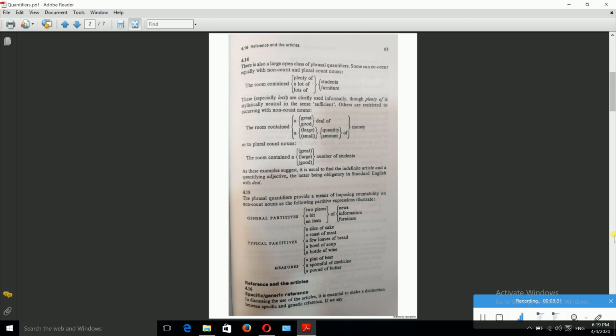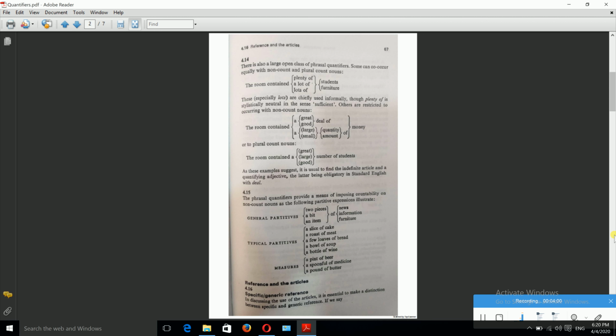General partitives, for example, two pieces of news, a bit of information, an item of furniture. While typical partitive, for example, a slice of cake, a roast of meat, a few loaves of bread, a bowl of soup, a bottle of wine. While measures, a pint of beer, a spoonful of medicine, a pound of butter.